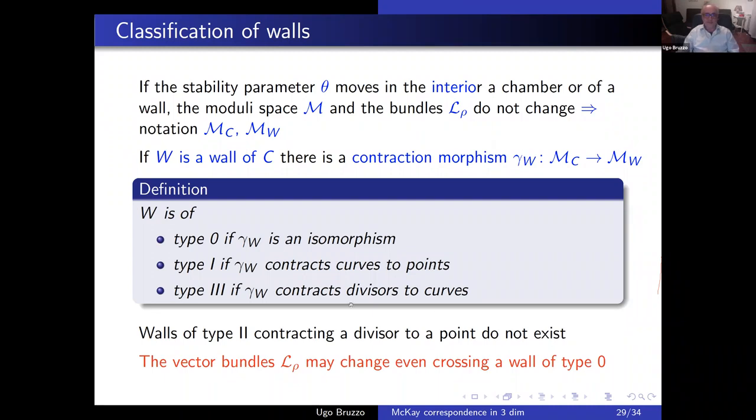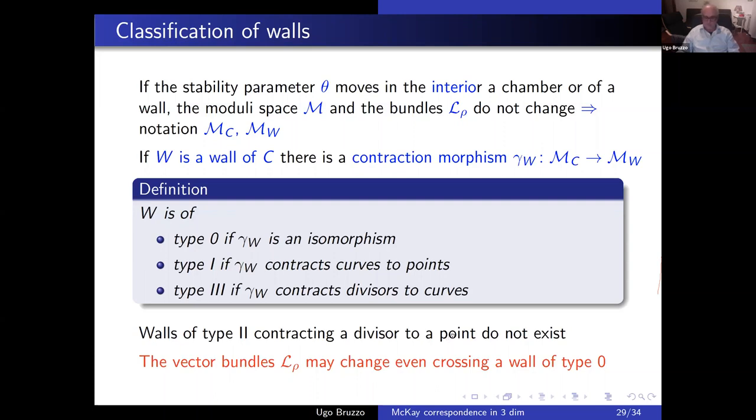So it makes sense to introduce this notation. You fix, for instance, a chamber, and you consider the moduli space M_C, or you fix a wall, and you have the moduli space M_W. And when W is a wall of C, there's a contraction morphism between the two moduli spaces. And actually now there is a classification, and you call the wall of type zero if the contraction actually is an isomorphism, of type one if it contracts curves to points, which more or less means that when you go through a wall, you have flops and flips. And type three, if the contraction morphism gamma_W contracts divisors to curves. This is what will happen in our case. And actually, you could think of the existence of walls of type two, where you contract a divisor to a point, but in this problem, they don't exist.